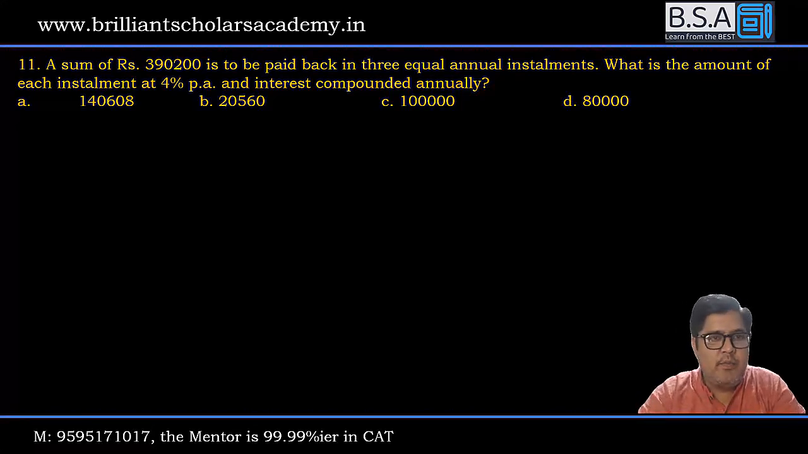A sum of rupees 3,90,200 is to be paid back in 3 equal annual installments. What is the amount of each installment at 4% per annum, and interest is compounded annually? Comment your answers.